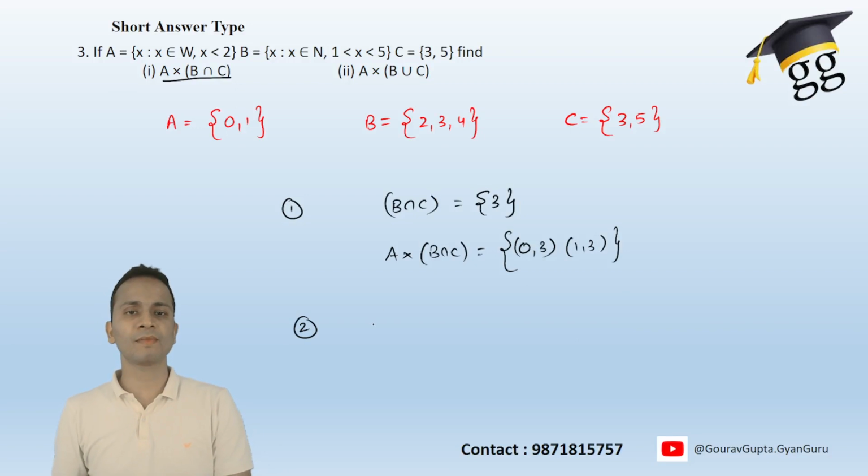Now the second one, A cross (B union C). So let's calculate B union C first. B union C will be the set of all elements which are present in either B or C.